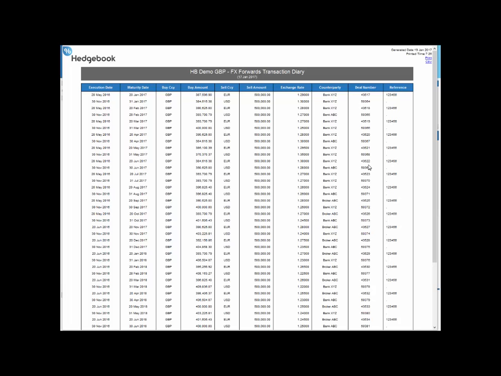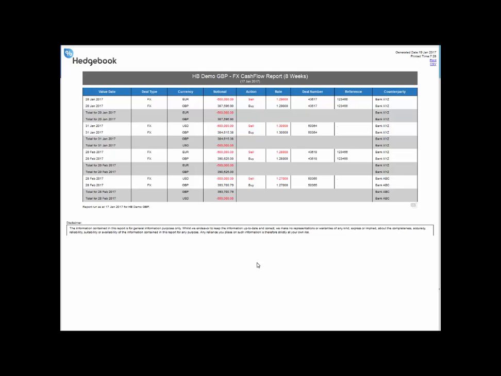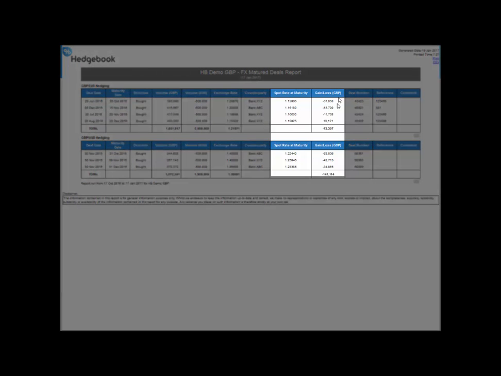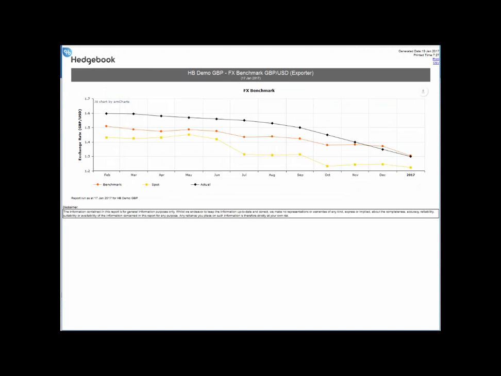Examples of this are the transaction diary, which lists all FX deals in maturity date order. The cash flow report shows the cash flow obligations split by date, currency, and counterparty. The report ensures cash flows are known and occur on time. The Mature Deals report shows deals that have already settled and includes the spot rate at maturity and the associated gains and losses. This information allows HedgeBook to plot the conversion rate achieved against spot and other benchmarks.